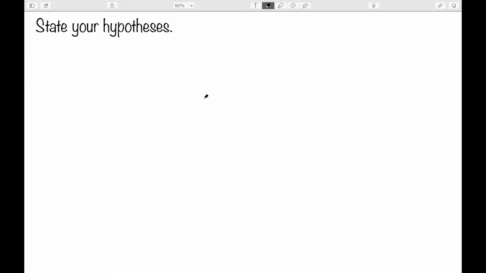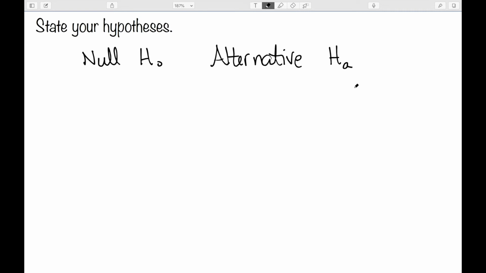In both the standard method and the p-value method for hypothesis testing, the first step is to state your hypotheses. So in this video, I want to take a closer look at how to set those up. There are two types of hypotheses: the null hypothesis, denoted by H sub 0, and the alternative, H sub A. So we typically call these just null and alternative.